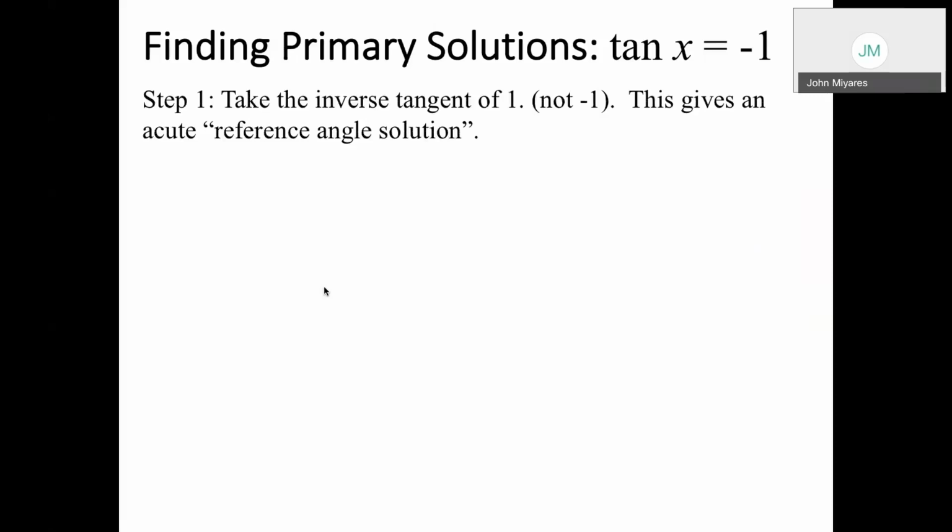Then we'll look more closely at which quadrants will have solutions in based on the All Students Take Calculus pattern, which has the function being positive in quadrant 1 and quadrant 3, or being negative in quadrants 2 and 4. Let's pause this video for a few minutes to see if you can do this one on your own.